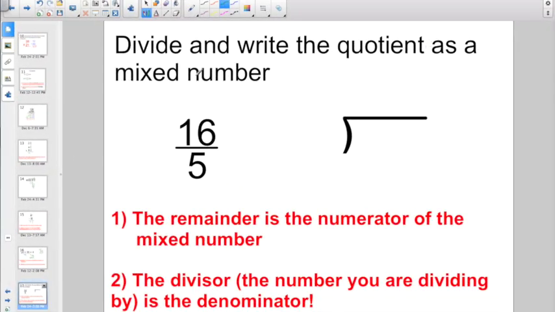Divide and write the quotient as a mixed number, right? 16/5. Remember, the remainder is the numerator. The divisor, the number you're dividing by, is the denominator. So I'm going to go 5 as the divisor, 16 as the dividend. 5 times what gets me close to 16? That's 3. Multiplies back to 15, and it's going to subtract to 1. My remainder is my numerator. My divisor is the denominator, for a grand total of 3 1/5.